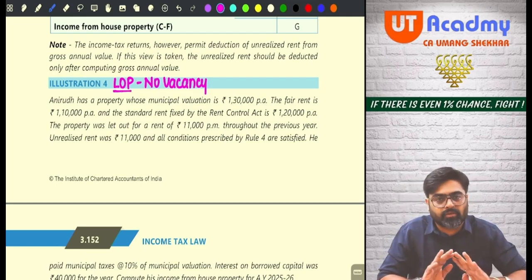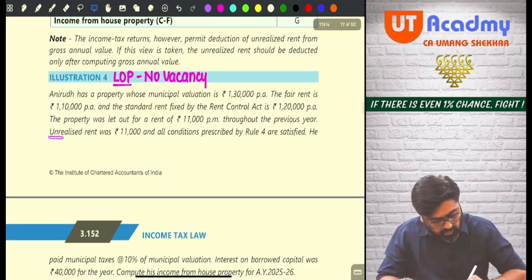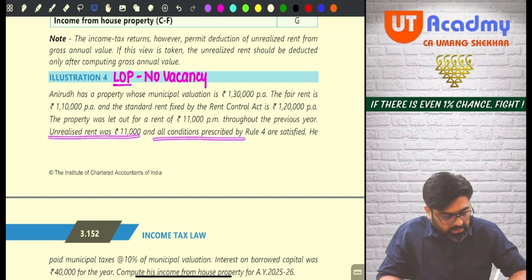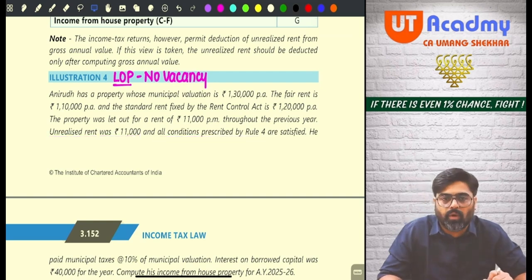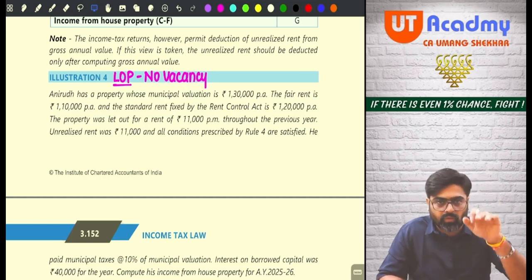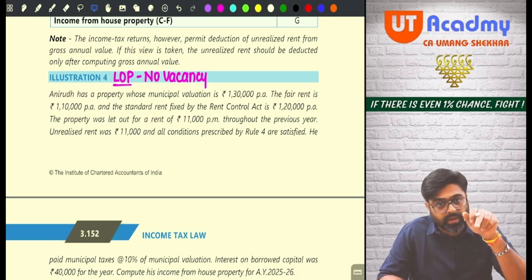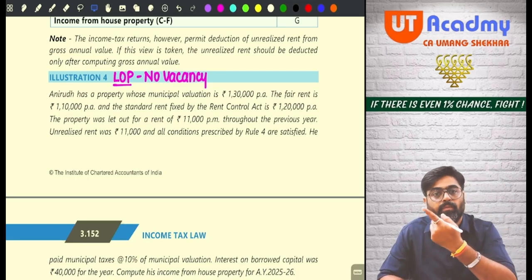Throughout the previous year means there is no vacancy. Okay. Unrealized rent was 11,000 and all conditions prescribed by rule 4 are satisfied. Meaning that this unrealized rent you can claim as a reduction while calculating your GAV. From where we will reduce? We will reduce after calculating GAV. We will not reduce from actual rent.